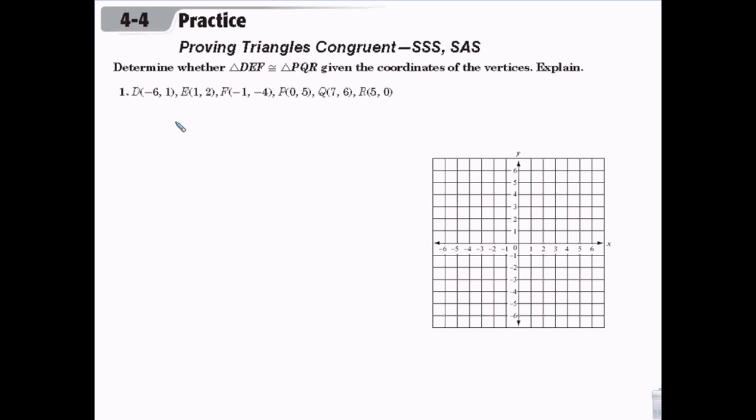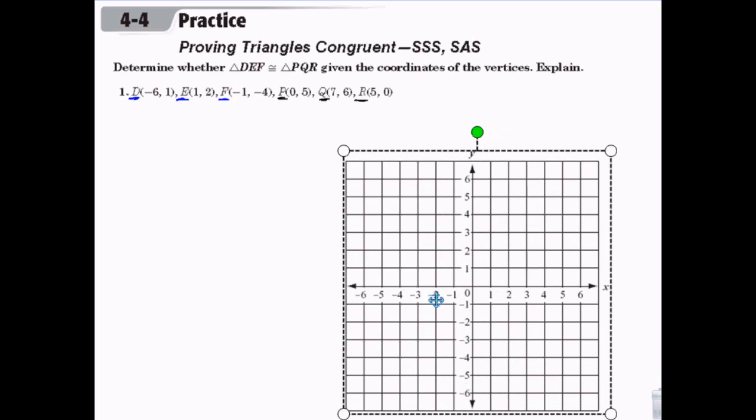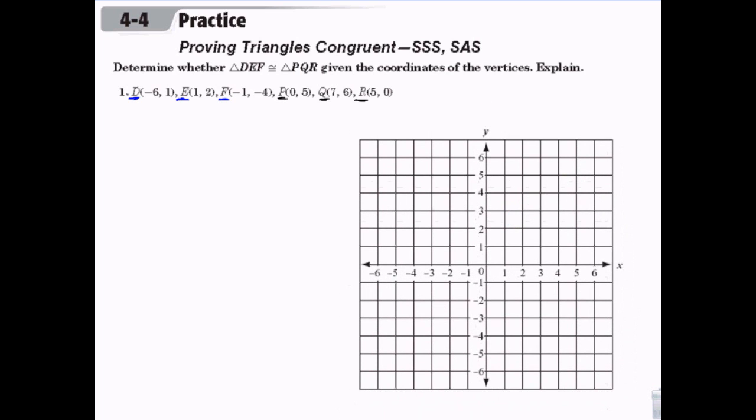Okay? I'm going to label the points for D, E, and F in blue. And I'm going to label the points for P, Q, and R in black. So let me just make this a little bigger. Okay, so D is negative 6, 1. E is 1, 2, and F is negative 1, negative 4. Okay, that's the first triangle. I'm not going to connect the lines.